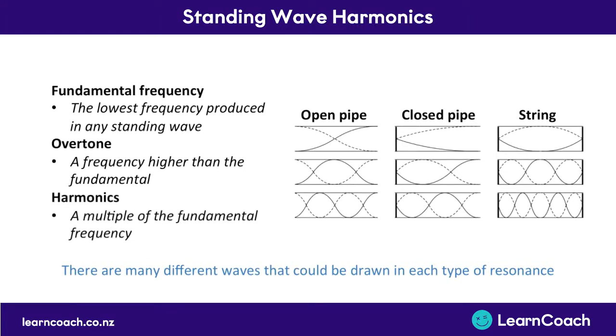Harmonics gives it a different name again. So while we've got fundamental and we've got each of the overtones, harmonics is a second name for all of these same ones. So harmonic means a multiple of the fundamental frequency. The fundamental frequency is called the first harmonic because there's one lot of the fundamental frequency. In the first overtone here, this is called the second harmonic because you've got two of the fundamental frequency. This one here is called the third harmonic because there's three of the fundamental frequency, and so on.